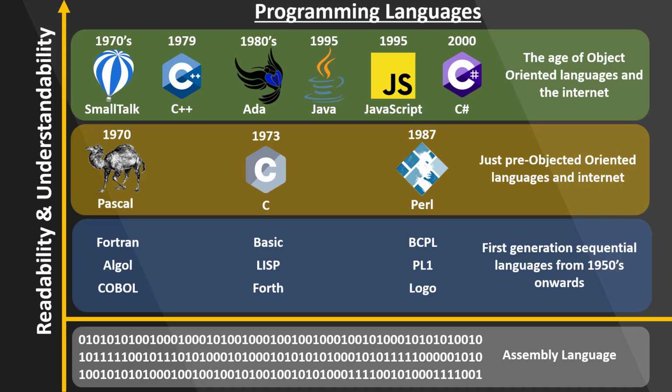The first generation sequential languages starting from 1950, we had the basic programming languages. Then we moved up to the pre-object-oriented languages such as Perl, Pascal and C, and then we had the object-oriented languages and the birth of the internet, which of course they were used over. And that's why Java became so popular really, because of the internet and because of being able to write things called applets, which would run in a browser.